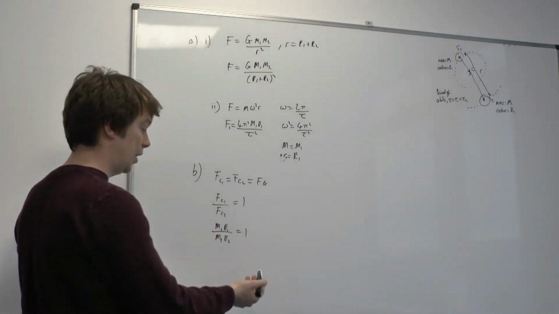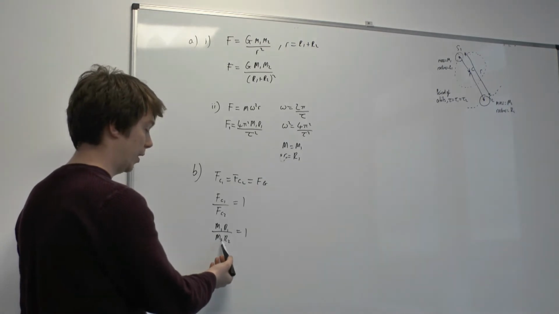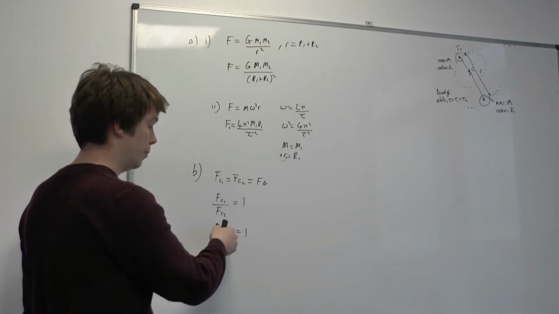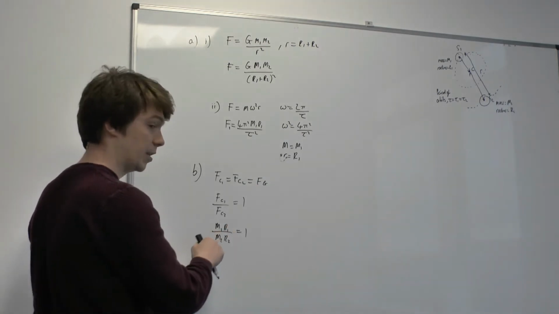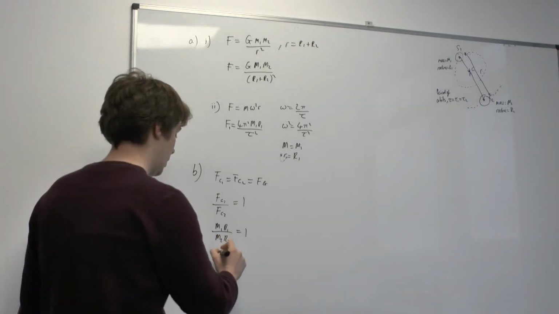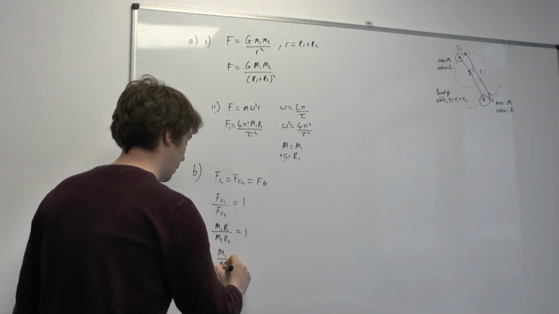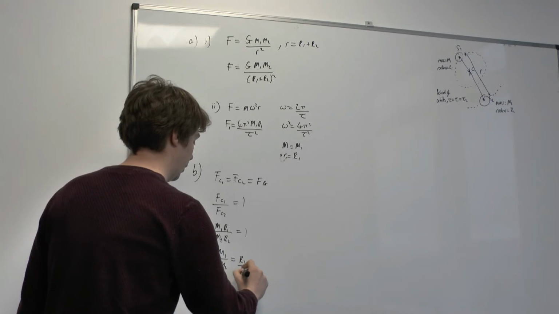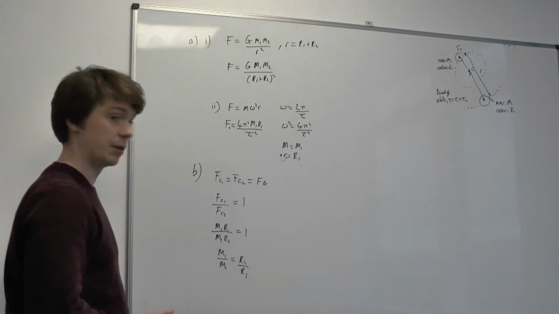And then we're looking for the ratio of the masses, which is m1 divided by m2. So we're going to divide both sides by R1 and multiply both sides by R2, and end up with m1 divided by m2 equals R2 divided by R1. And that's the answer for part B there.